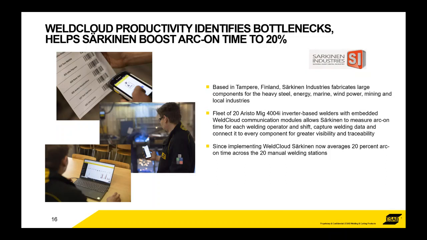One example that they have mentioned is that they found out that the easy tools that they needed on the welding station weren't available for them. So just making sure that each welding booth was equipped with the right tools increased their productivity significantly. And they now average 20% arc on time for manual stations, which is really good.